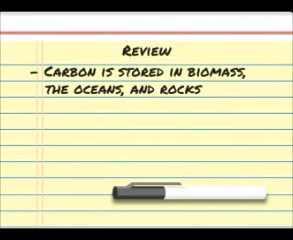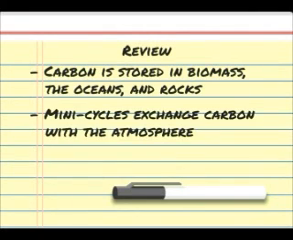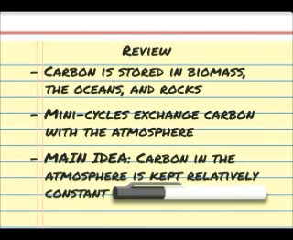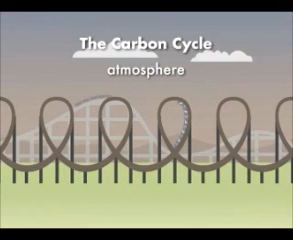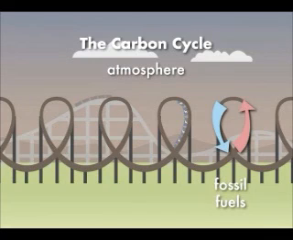So far, we've talked about how carbon is stored in biomass, the oceans, and rocks. Each of these storage places has its own mini-cycle in which it exchanges carbon with the atmosphere. The main idea is for the amount of carbon in the atmosphere to be kept relatively constant. Now, before we let this whole carbon thing fall out the other ear, we need to talk about one last carbon reservoir on Earth: fossil fuels.